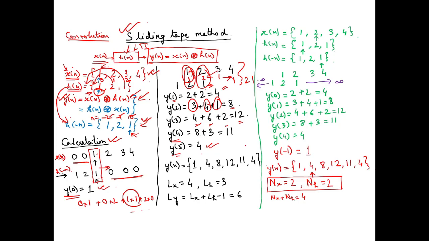So what happens over here, we get an output y of n equals 1, 4, 8, 12, 11, 4. And where is the origin? The origin is this one.